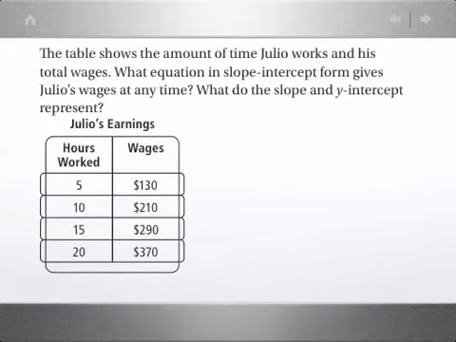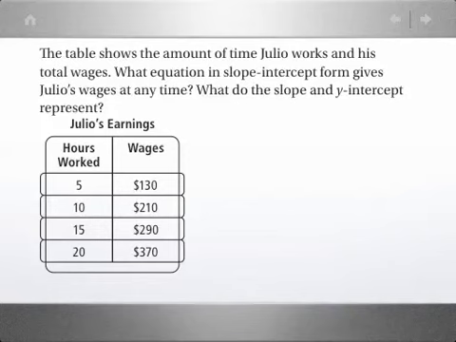This example says the table shows the amount of time Julio works and his total wages. What equation in slope-intercept form gives Julio's wage at any time? What do the slope and y-intercept represent? Notice this is not asking for an equation in point-slope form, it's asking for an equation in slope-intercept form, which is y equals mx plus b, where b is the y-intercept and m is the slope.